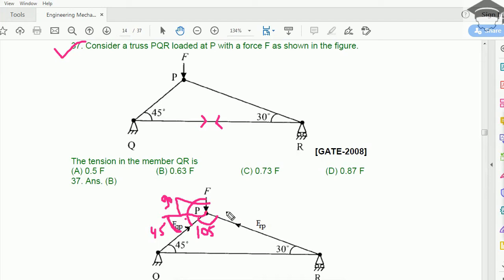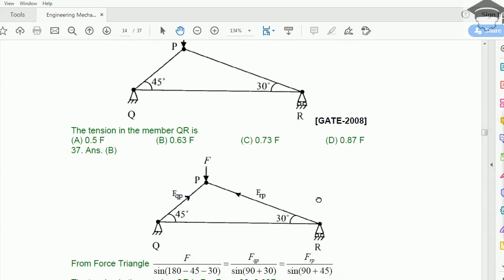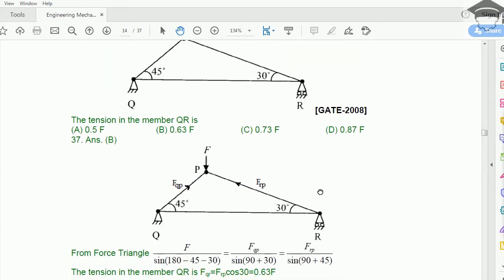Now this angle will be similarly, if you take a horizontal line, this angle will be 30, same as this because of alternate angles. So this is 30, this is 90, so 30 plus 90 is 120. So it's FQP upon sine 120. So F upon sine 105 is equal to FQP upon sine 120 is equal to FRP upon sine 135. This is the equation. We have to find the tension in member QR.